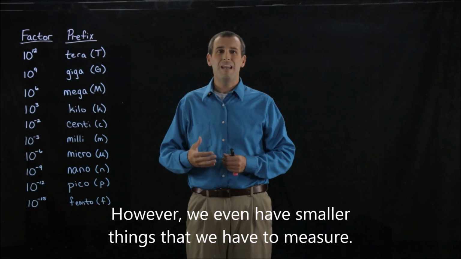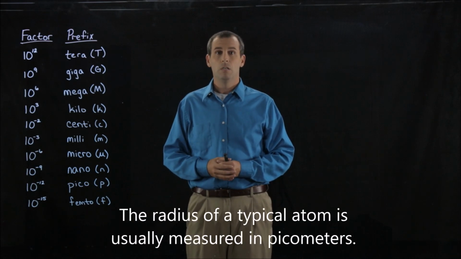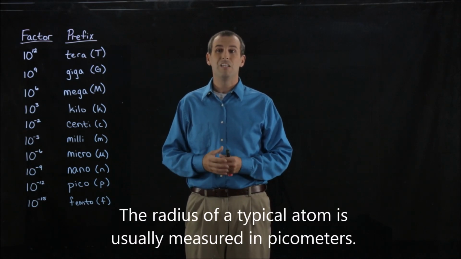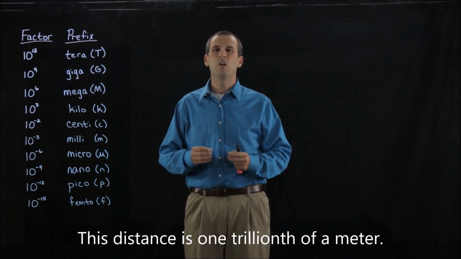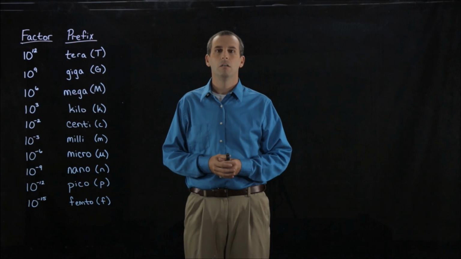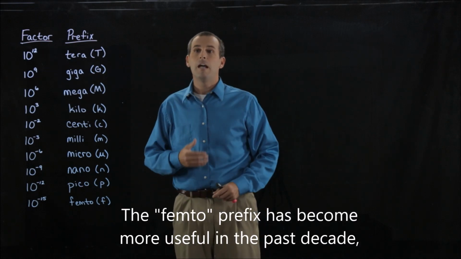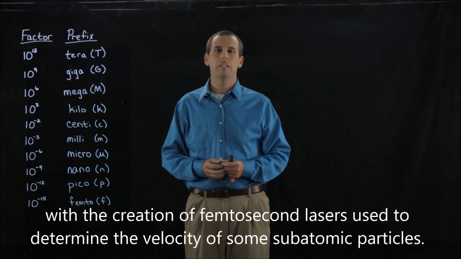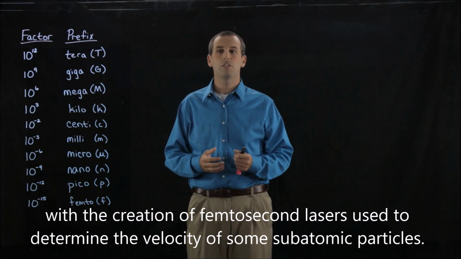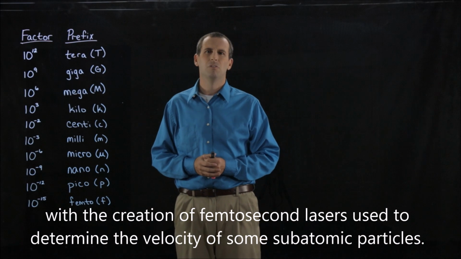However, we even have smaller things that we have to measure. The radius of a typical atom is usually measured in picometers. This distance is 1 trillionth of a meter. The femto prefix has become more useful in the past decade with the creation of femtosecond lasers used to determine the velocity of some subatomic particles.